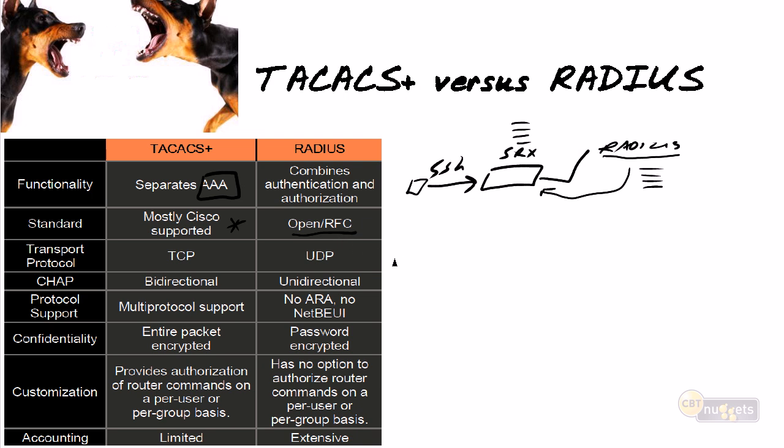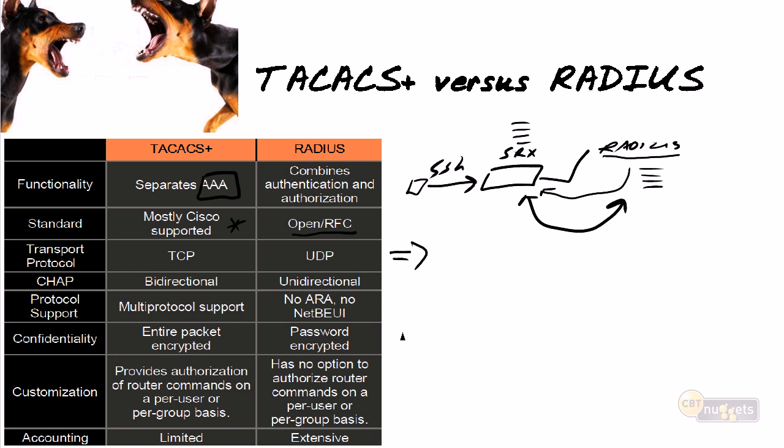Another key difference, though, is that TACACS Plus uses TCP, so it's connection oriented. Okay, RADIUS in its default configuration uses UDP, so it's connectionless. By the way, there are some ways we can get a connection-oriented environment out of that, but by default, it's going to use UDP. TACACS Plus does a bidirectional CHAP. In other words, the SRX and the RADIUS server will both authenticate one another, whereas with RADIUS, it's only the RADIUS server that's authenticated.